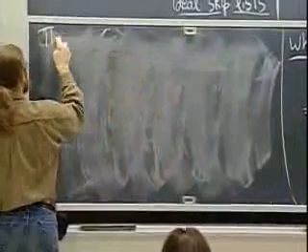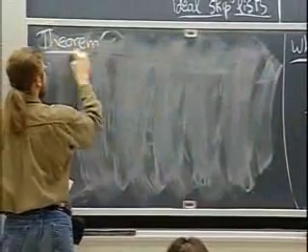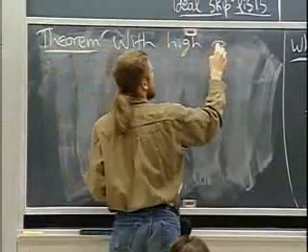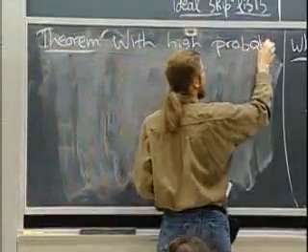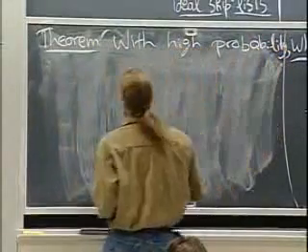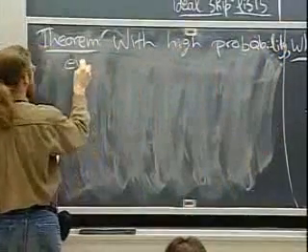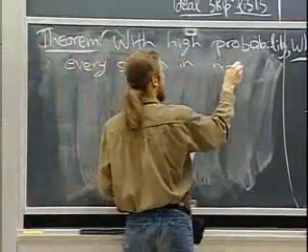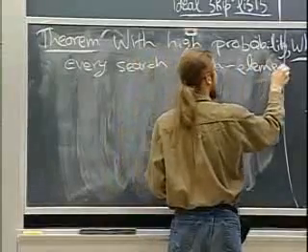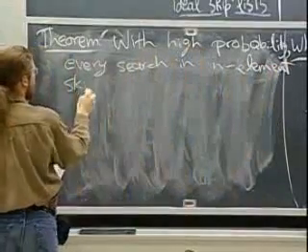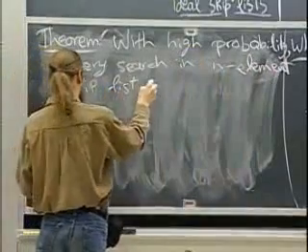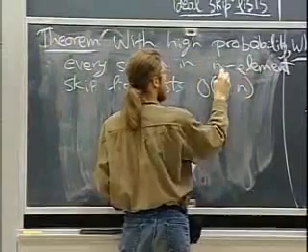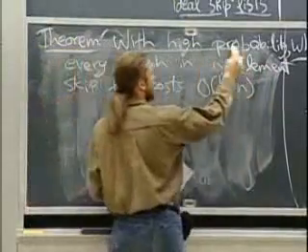So here's the theorem. Let's see exactly what we're proving first. With high probability, this is a formal notion which I will define in a second, every search in an n-element skip list costs order log n. So that's the theorem. Now I need to define with high probability.